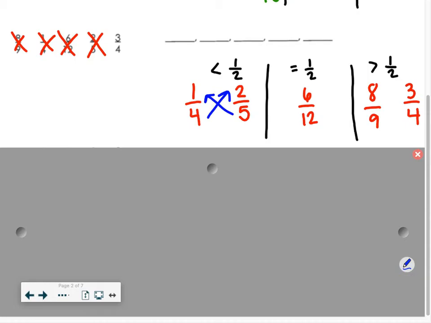If we follow the arrows, ladies and gentlemen. If I follow the arrows, 4 times 2 is? Thank you. And 5 times 1 is? 5. Now I'm still putting it in order from smallest, or least, to biggest, or the greatest. So which of these fractions is the smallest? Lauren? 1/4.